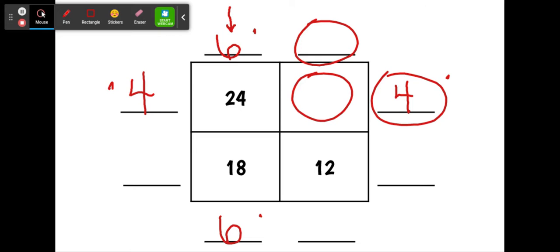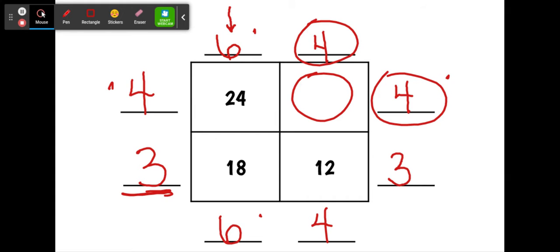Okay, now I'm going to go down to 18. 6 is a factor of 18. So to figure out this one, I have to figure out 6 times what equals 18. Okay, 6 times 3 is 18. Again, the opposite side is also going to be 3. 3 times something equals 12. Yes, that's true. 3 times 4 equals 12. And since opposite ends are the same, I end up with a 4 there.